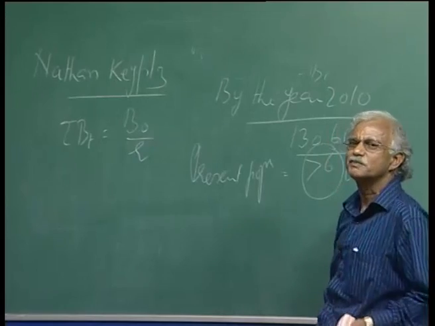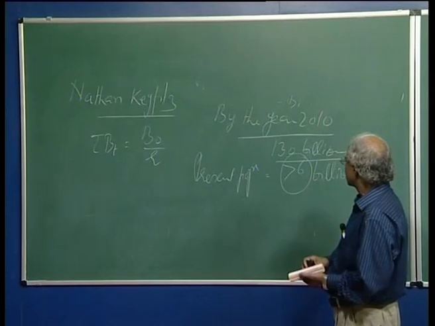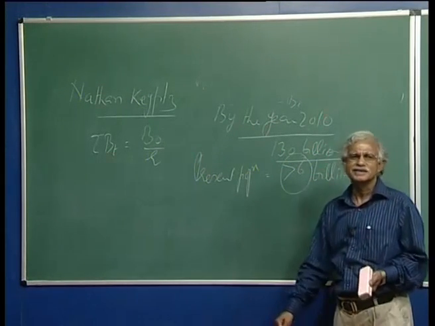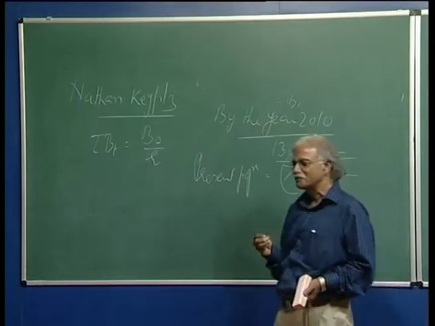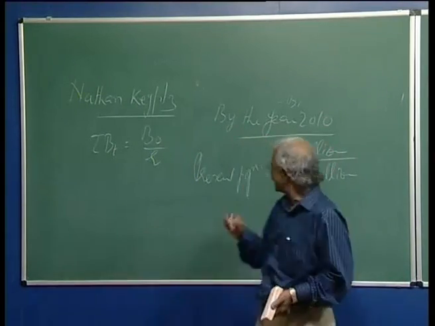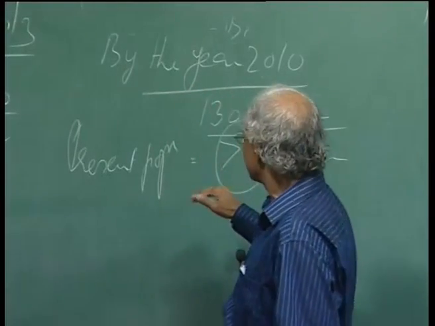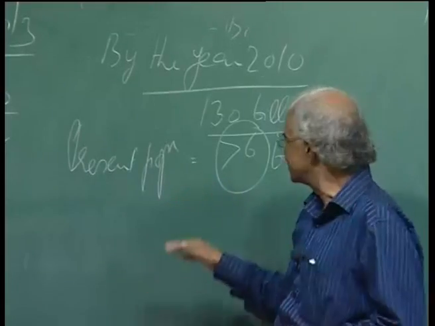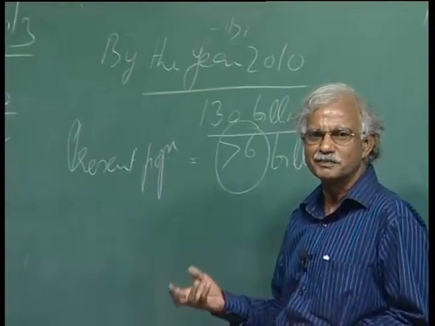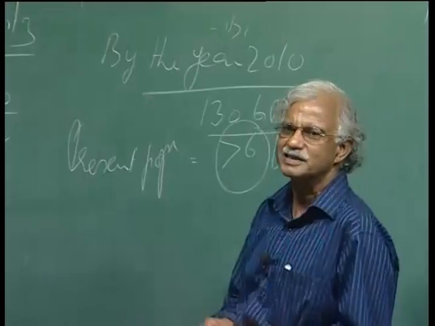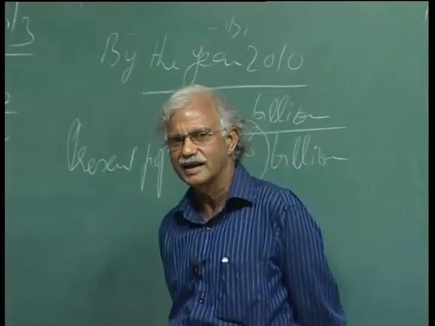That means, of all the people ever born on this planet Earth, 6 by 130, nearly 5% are present today. Is it not an interesting figure? On the basis of some simple mathematics, you can say that nearly 130 billion people have ever lived on this earth, and you can find out from your national and international data that of these 130 billion people, 6 billion or slightly more than 6 billion people are living. That means nearly 5% of all those people who have ever lived on this planet Earth are alive.